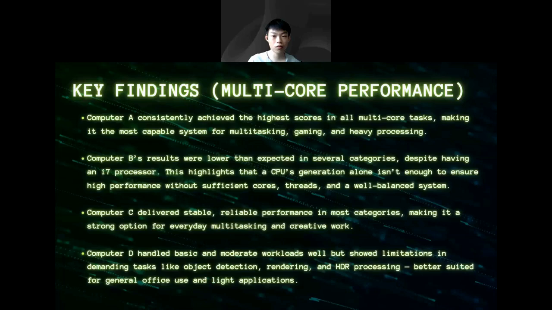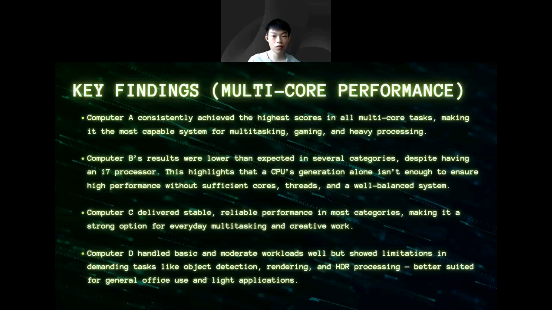Next, computer B's results were lower than expected in several categories, despite having an i7 processor. This highlights that the computer's generation alone isn't enough to ensure high performance without sufficient cores, threads, and a well-balanced system.